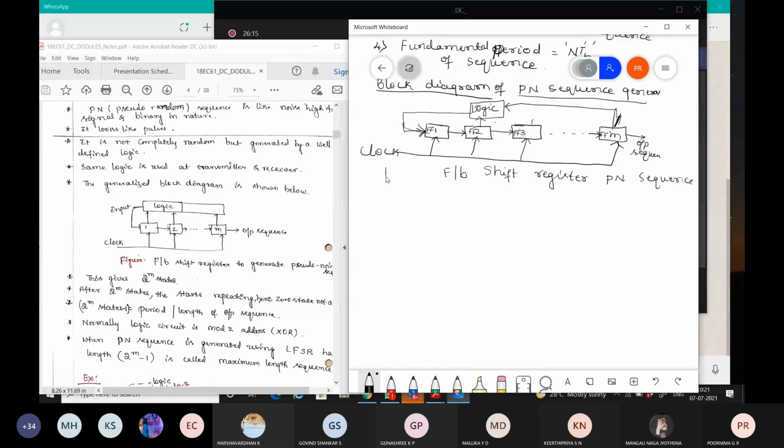Block diagram of feedback shift register with PN sequence. Okay, now from this block diagram, let us define a few things.